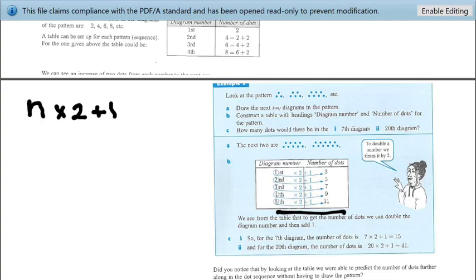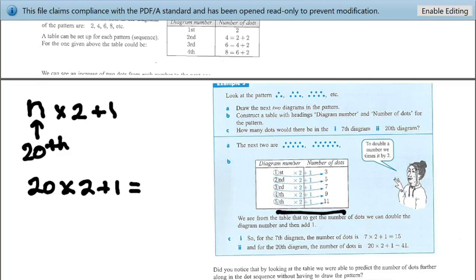So look what they want. Let's say we want the 20th number. How am I going to do that? You're going to times 20 by 2 and then add 1. Exactly. So in place of our n, we're going to put 20 times 2 and add 1. And what's that going to give me, guys? 41. So now we can have a general rule.